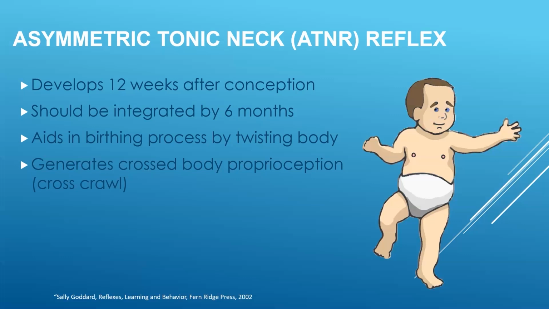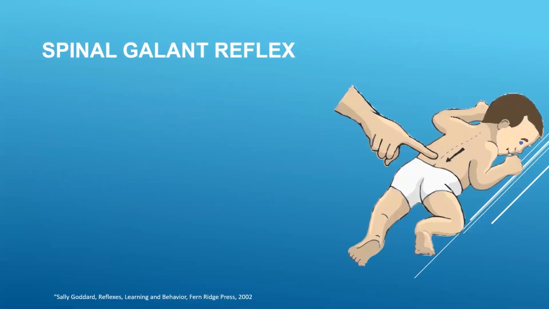Now, the issue with this is that sometimes it can persist, and when it persists you can end up getting clumsiness. You can end up having issues with gait or dropping things or, again, a persistent grasp of different things as well. The next one to talk about is the spinal Galant, and spinal Galant is where you end up touching the back of a baby.